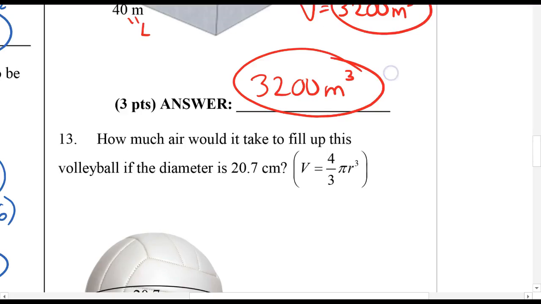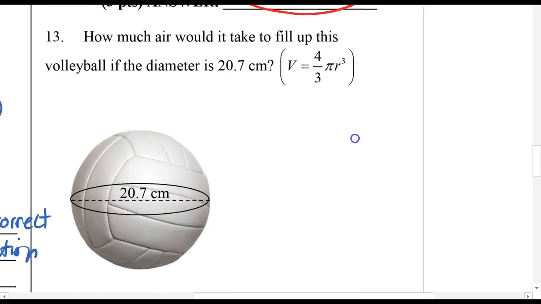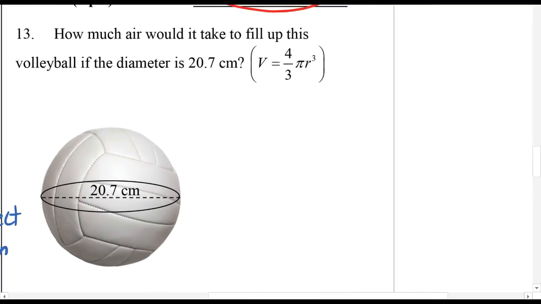Okay? Now, next one. How much air would it take to fill up this volleyball if the diameter, remember keyword diameter, is 20.7? Okay, so air, we're going to fill up this ball. Now remember the ball is like the shape of a sphere. Okay, so we want to know how much air would it take to fill up this entire ball. So how much space is inside is what we're looking for.